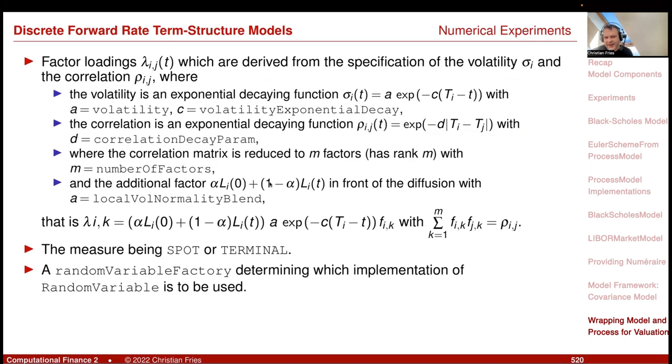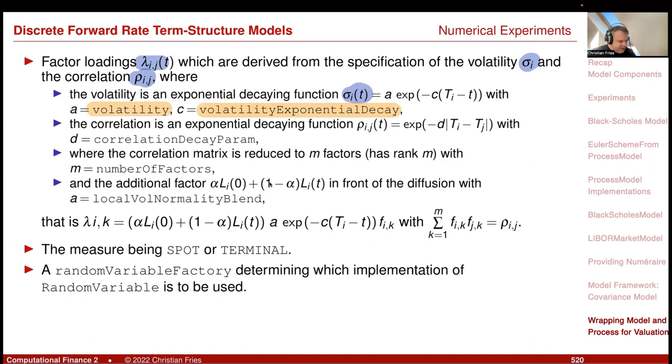But then I'd like to be a little bit flexible. My model for lambda is given in terms of volatility and correlation. The volatility should be an exponentially decaying function, which has a decay parameter. So it's a times e to the minus c times the time to maturity, Ti minus t. So the volatility becomes larger as I approach capital Ti. And in the end, when we reach capital Ti, the volatility has reached this parameter a.